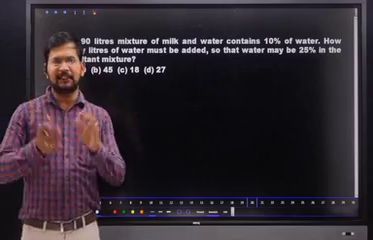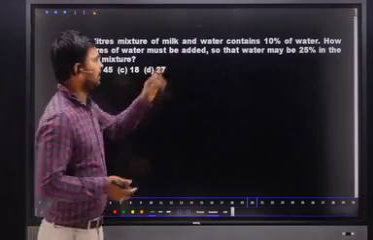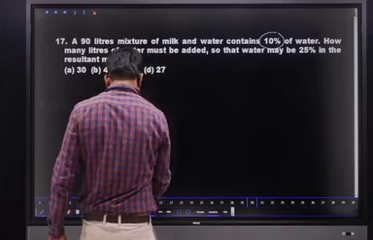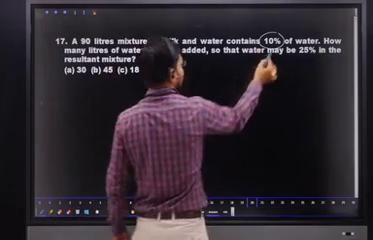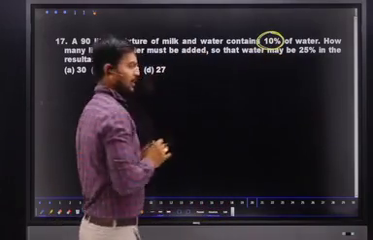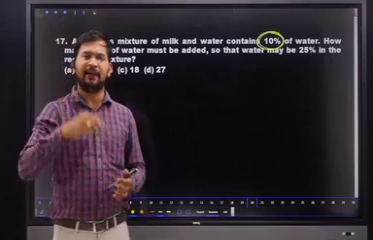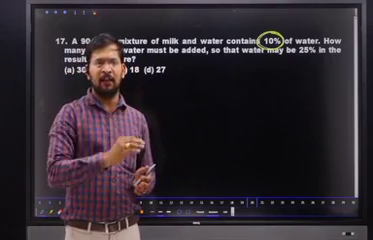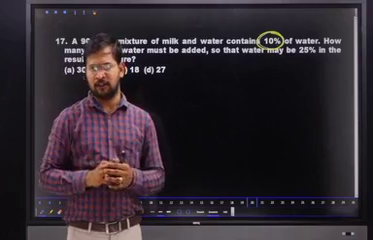Here 90 liters of mixture is there. In that, 10% is water. 10% of 90 is nothing but 9 liters. Out of 90, 81 liters are milk and the remaining 9 liters are water.